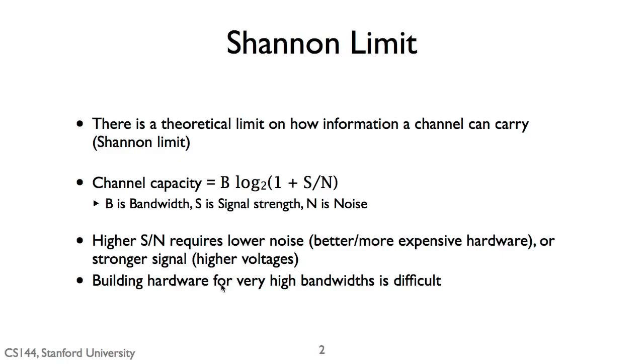It turns out that building hardware for very high bandwidth, so signals that have a tremendous bandwidth, is actually really hard. All these complications come into play. So it's not like you can just easily build a communication system with arbitrary channel capacity. There are all these engineering things which come into play, which is why we don't suddenly see terabit Ethernet.